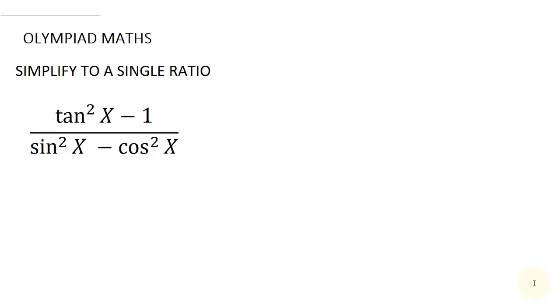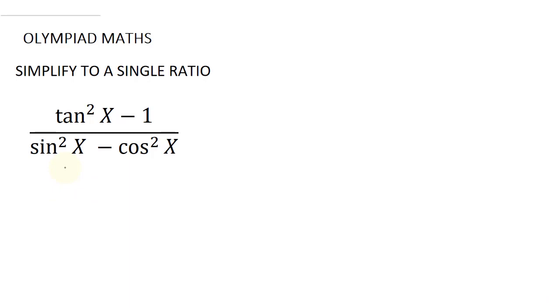Welcome to today's question. Now we're going to be attempting the Olympiad Maths question, which is on trigonometry, and it says tan squared x minus 1 all over sine squared x minus cos squared x. Now, we are to simplify this to a single ratio.